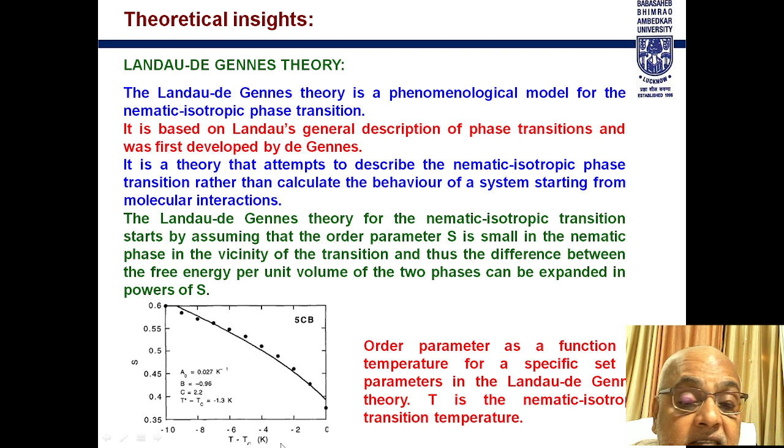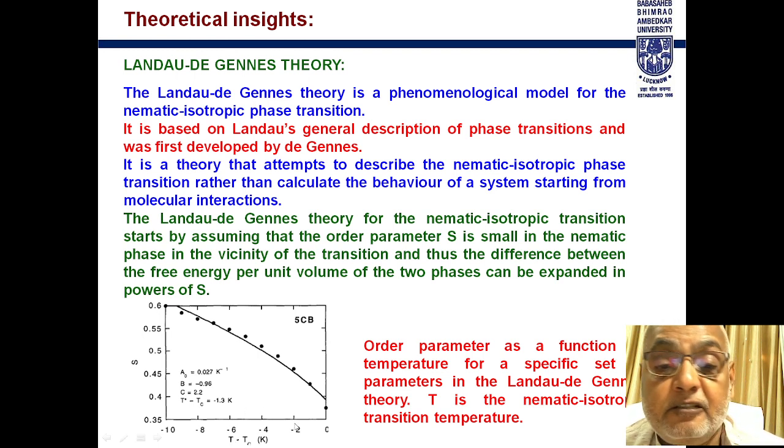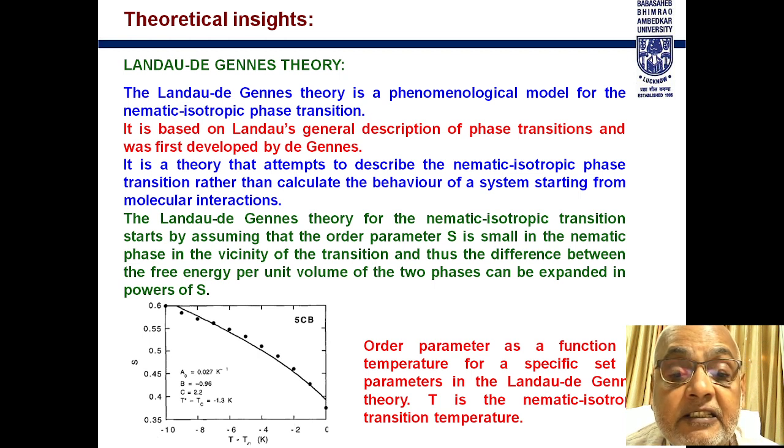This is a diagram of the order parameter as a function of temperature for a specific set of parameters from Landau-de Gennes theory. T is the nematic isotropic transition temperature.